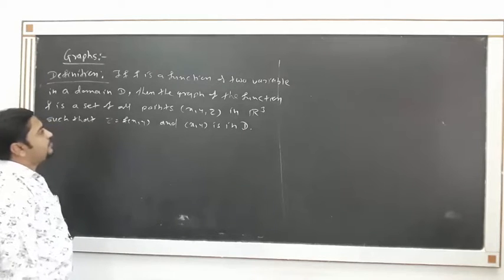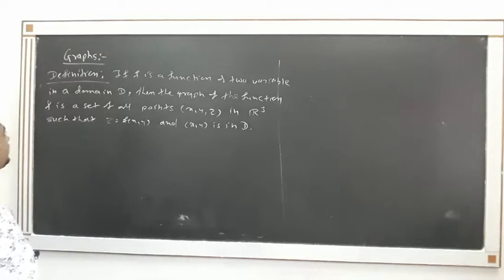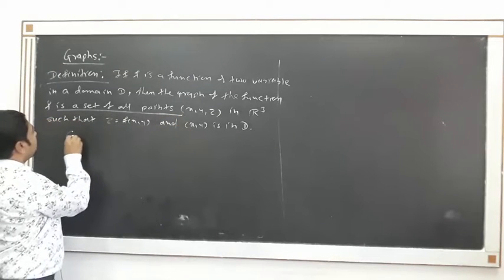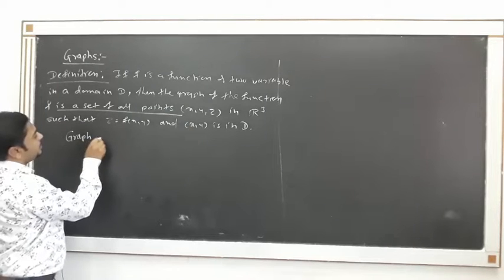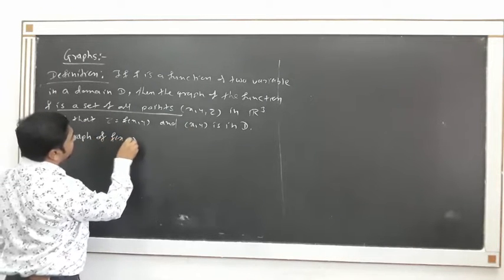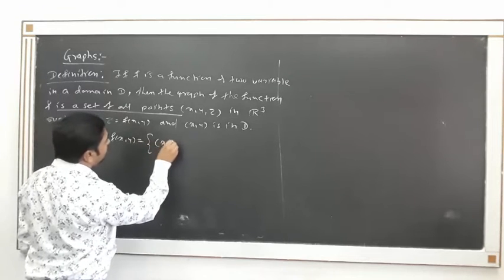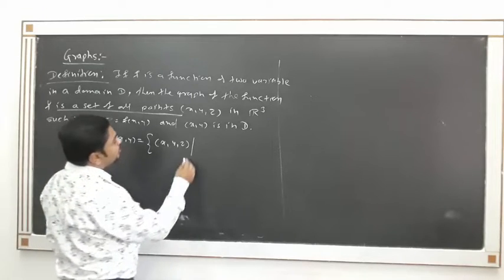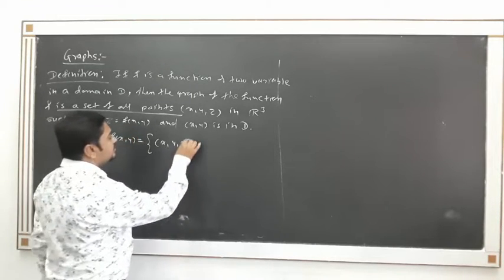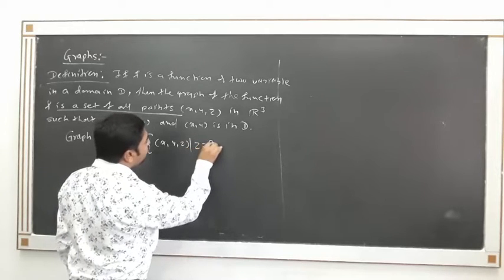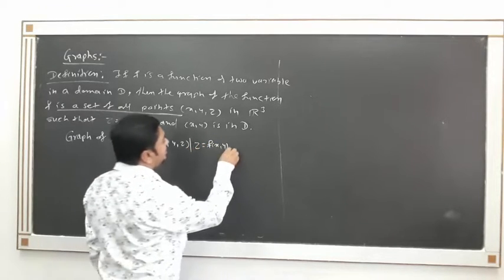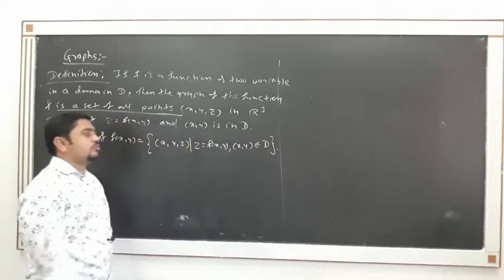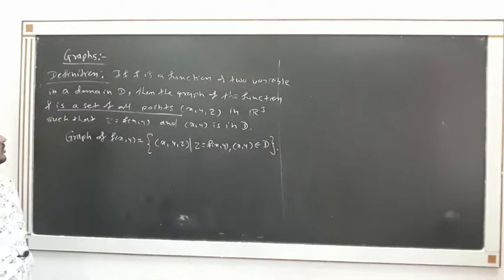So what is the definition? f is a function of two variables in a domain D, then the graph is the set. We can write it in another way: graph of f is the set of all ordered triplets, or points (x, y, z) in R cube, such that z is equal to f of (x, y) and (x, y) is in domain D. So this is the graph of the function f.